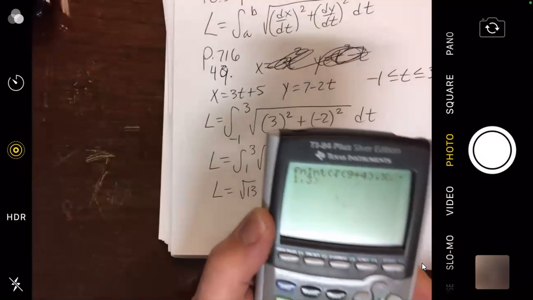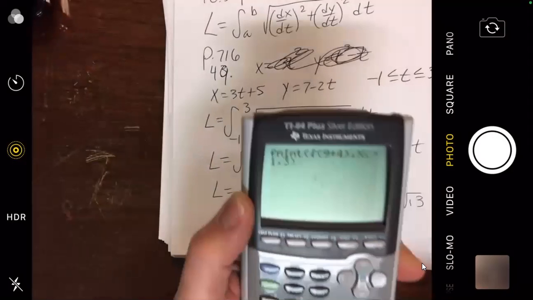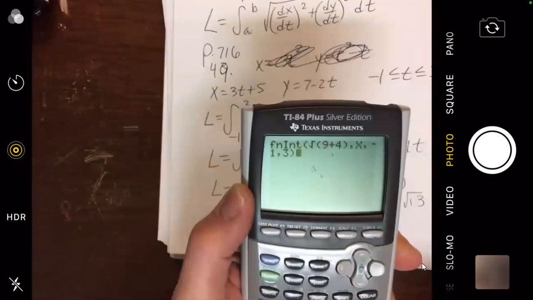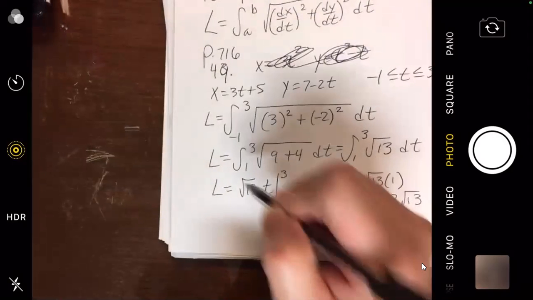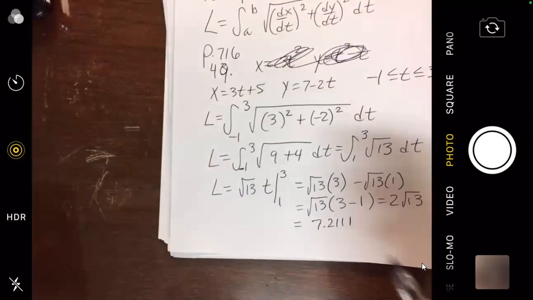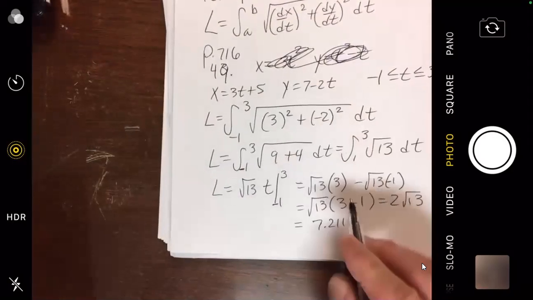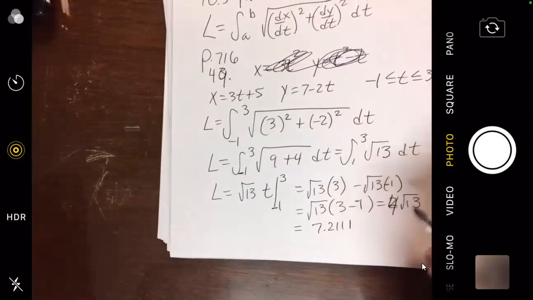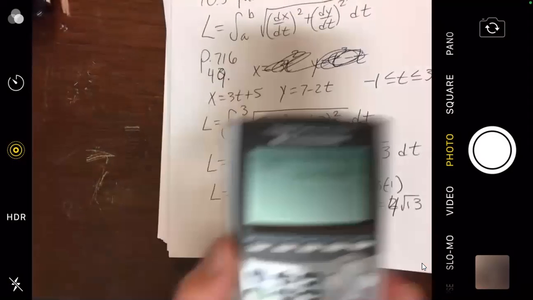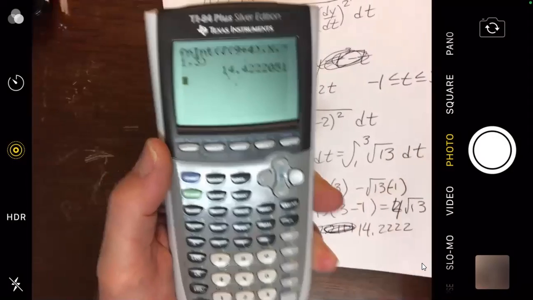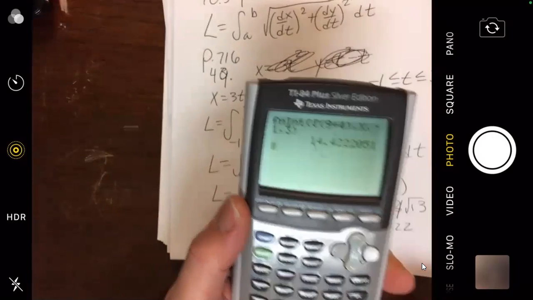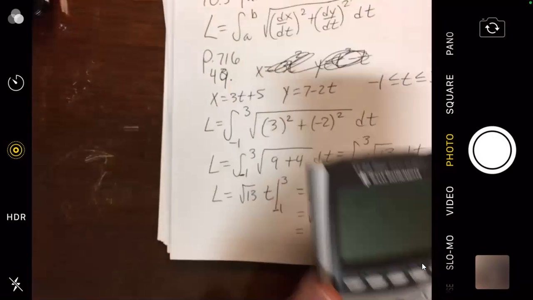And why am I off by a factor of 2? Because I screwed up. I dropped my negative. It should have been dropped the negative right there. I look like an idiot. -1 there. And so I really have root 13 -1. So it's really a 4 root 3, and that doubles it. My fault, 14.222. And that's what I should get. So it is good to check these things.